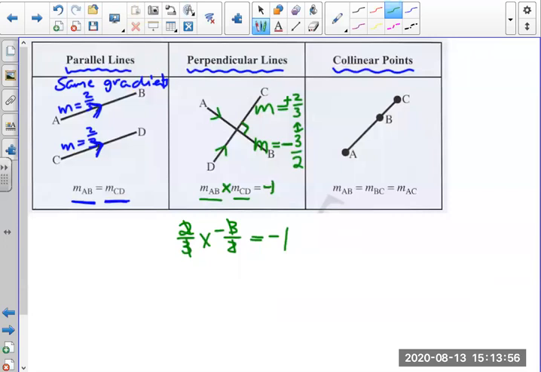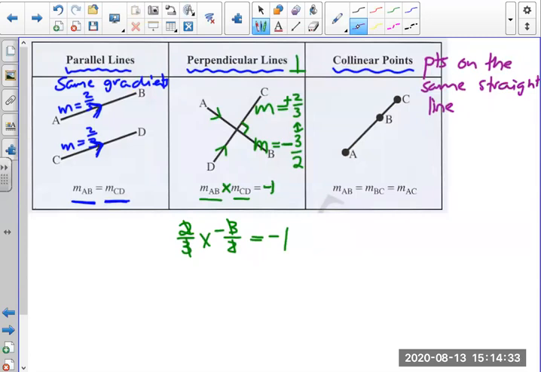So whenever they ask you anything about perpendicular lines or a right angle, you hear the word right angle, you know that you're going to work with gradients. And then what does collinear points mean? Collinear points mean points on the same straight line. That's what collinear means. Points on the same straight line.